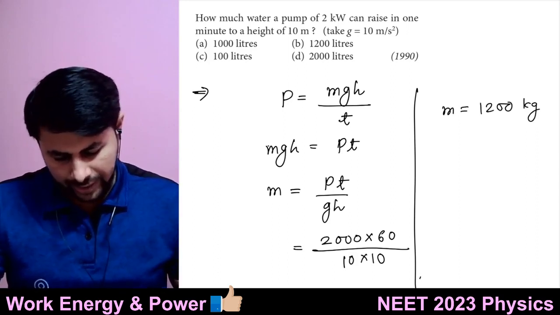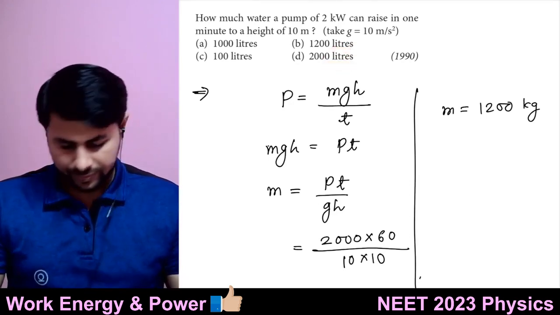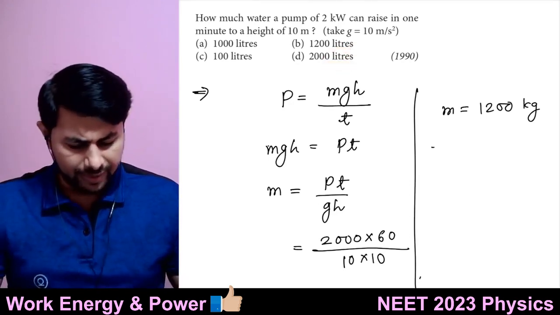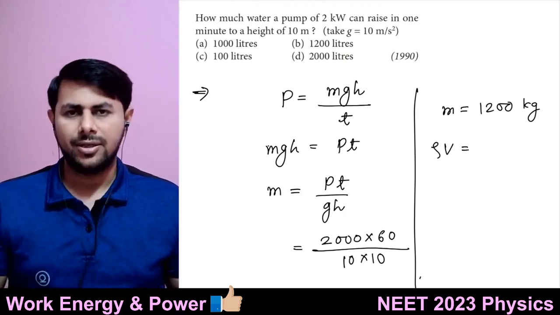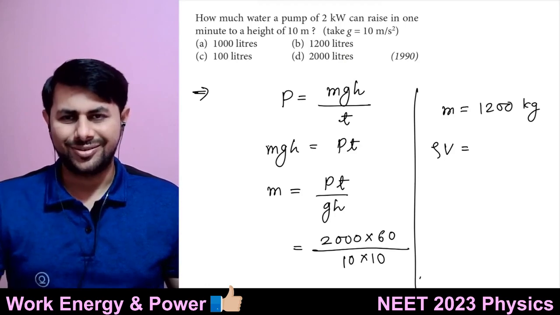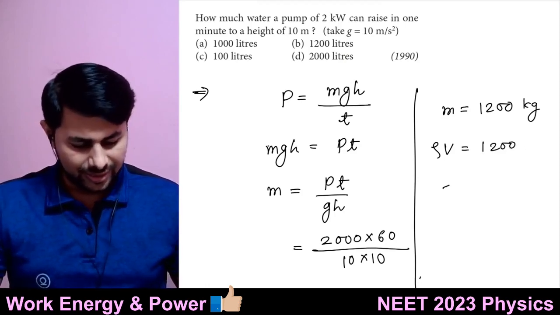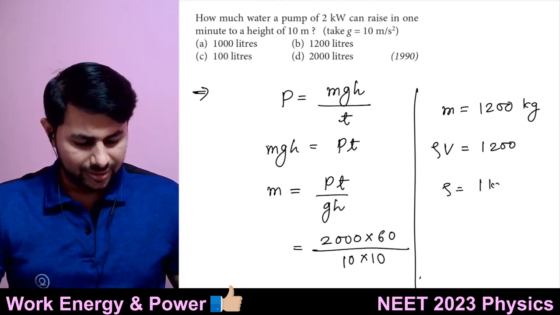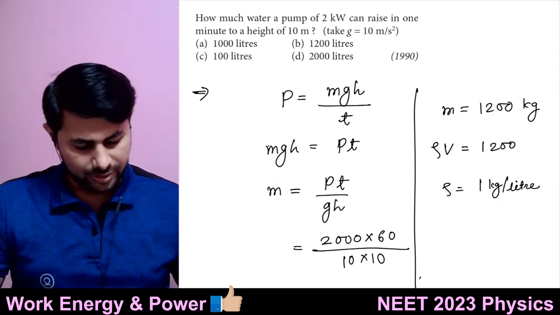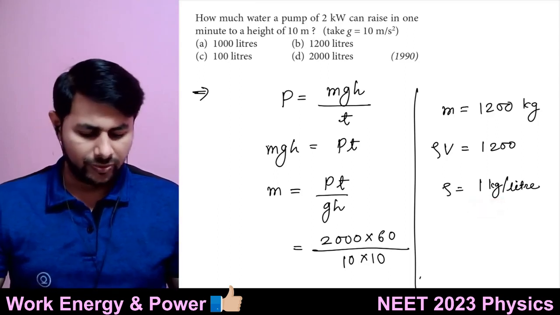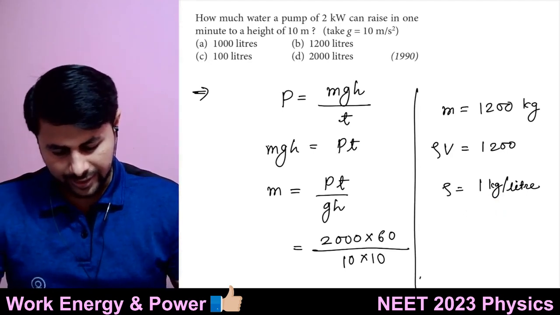Okay, and answers are given in liters. So see, mass can be written as density multiplied by volume, and density of water is 1 kg per liter. So density is 1 kg per liter for water. So therefore volume would be equal to what? 1200 liters. So that's the answer, option B.